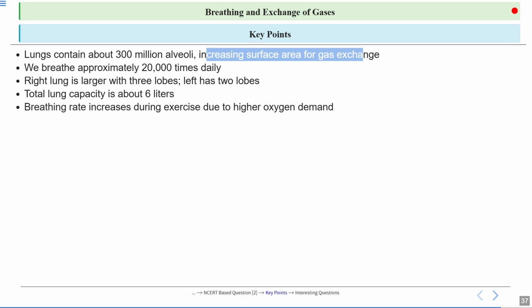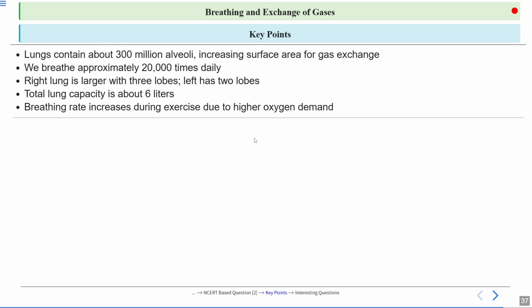Okay, so respiration rate or breathing rate will increase during exercise because you require more oxygen. More oxygen is required to generate more energy. Whenever you're doing exercise, your muscles require more energy. So for producing this energy, you need more oxygen, because oxygen is used for the breakdown of respiratory substrates such as glucose, and the energy is produced in this process. Clear?